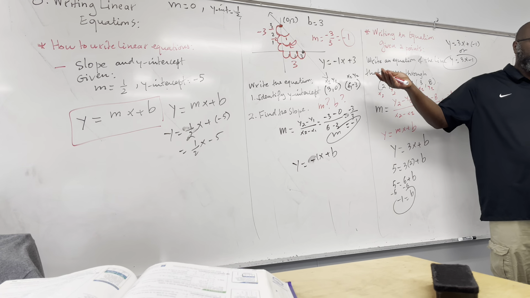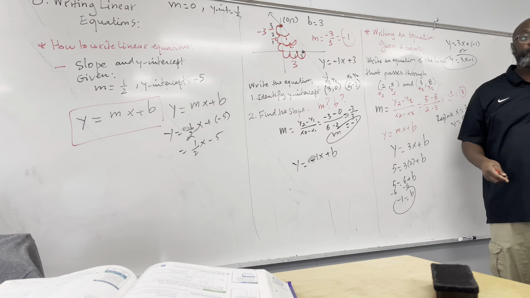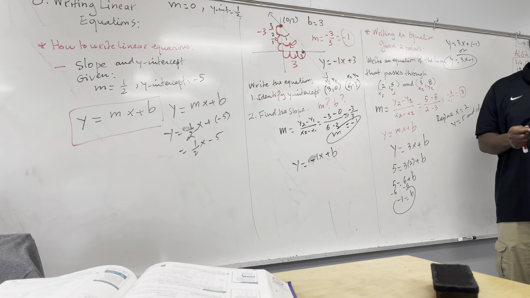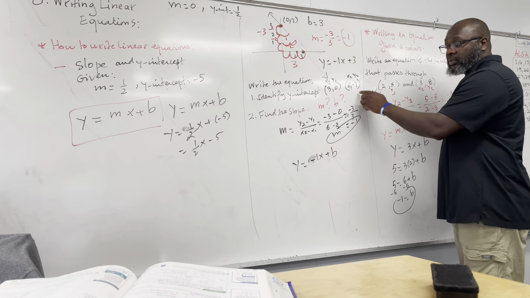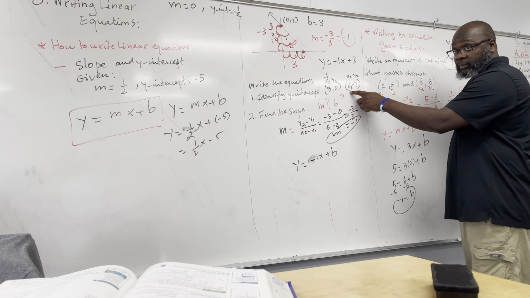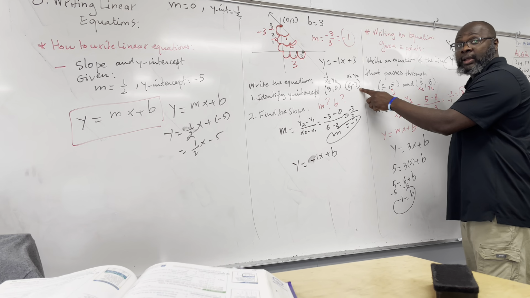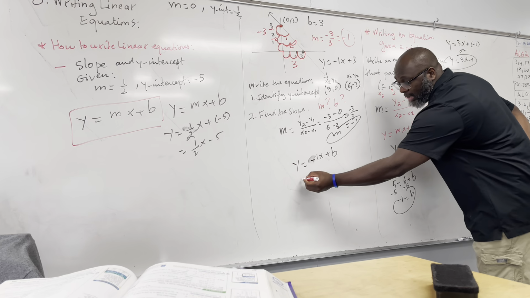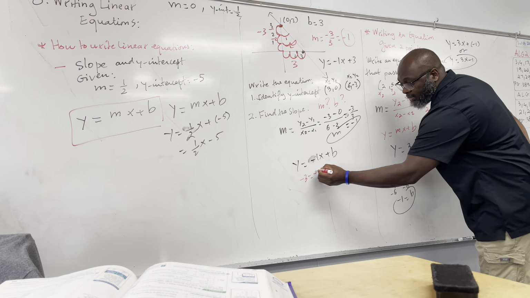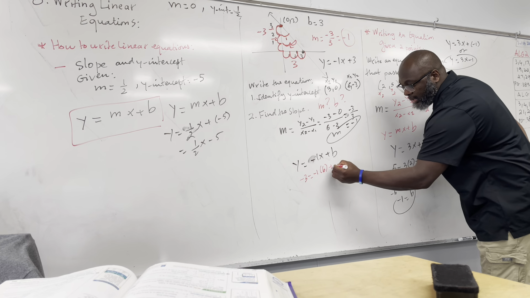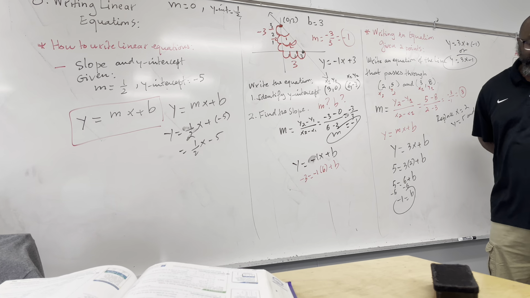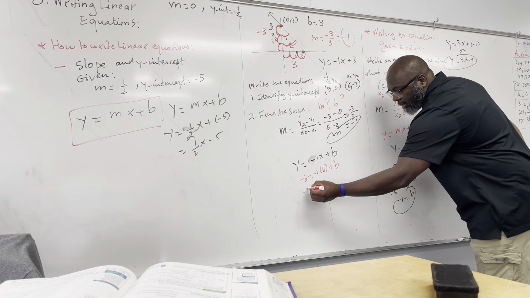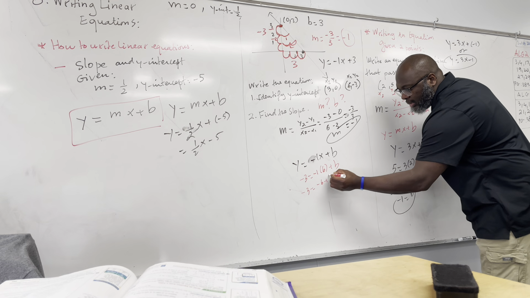Pick one. The line is passing through there. So, 6 and negative 3, right? So I'm going to replace x by 6 and y by negative 3. So it's going to be negative 3 equals negative 1 times 6 plus b. And we are solving for b, right? So this is negative 3 equals negative 6 plus b.